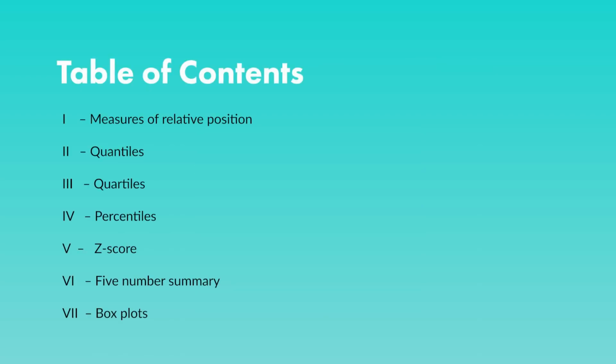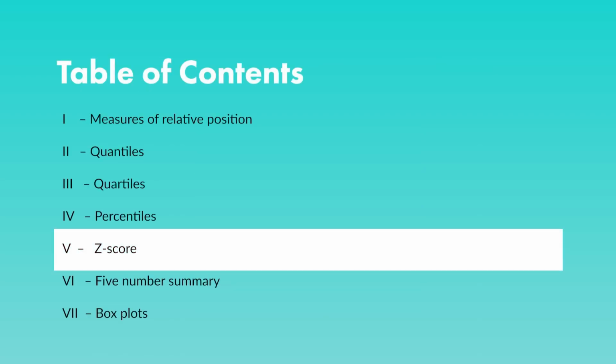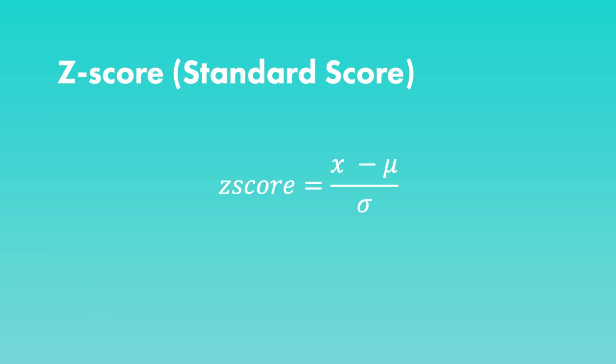So far we have seen measures of relative position that are based on the idea of grouping the data. But what if I want to see how my data point relates to the mean or to the standard deviation? In that case, you can use the z-score. And the z-score measures exactly, with precision, how many standard deviations above or below the mean a data point is. And the formula for calculating the z-score is as follows.